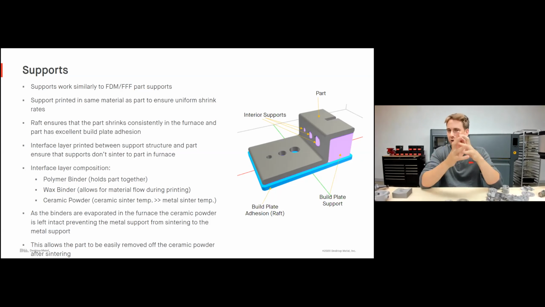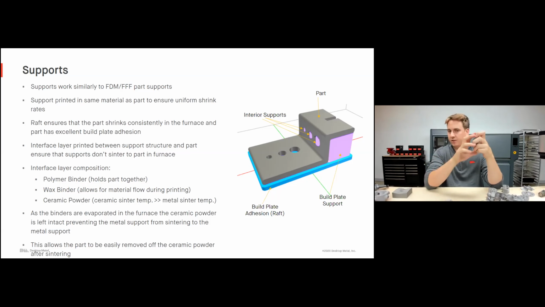So you can see here, the purple is our support. It's going to support that part during the entire process, and to ensure that everything is going to shrink at the same rate, our supports are made out of the same material as our part is going to be made out of too. So if our part's made out of 17-4 stainless steel, the support is also going to be made out of 17-4 stainless steel.